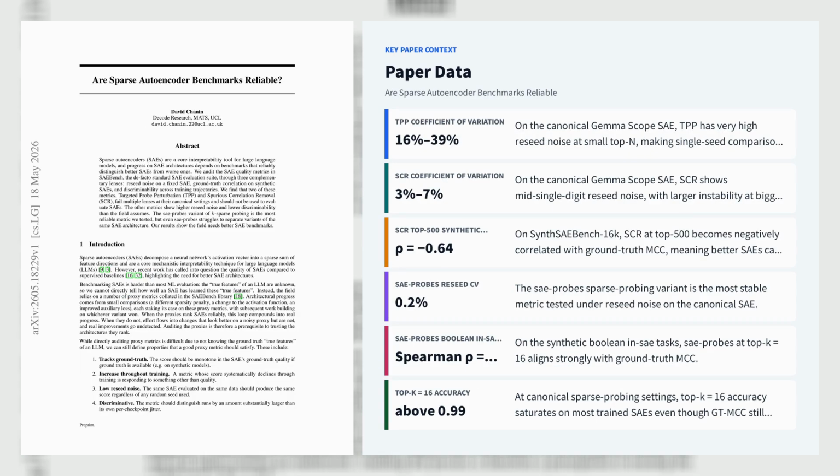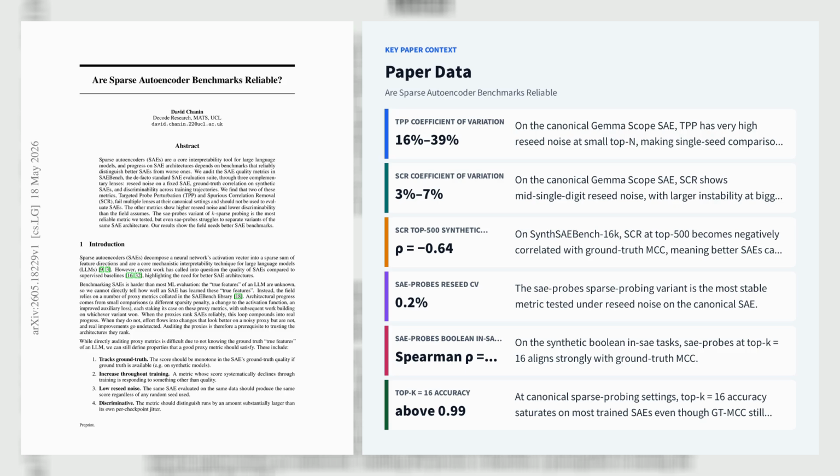Let's explore the second paper, Are Sparse Autoencoder Benchmarks Reliable? David Channon audits SAEBench, the standard evaluation suite for sparse autoencoders, and finds that benchmark reliability is substantially weaker than the field assumes. Using 3 lenses: 5-reseed noise on canonical Gemma Scope, synthetic ground truth correlation on Synth SAEBench 16K, and discriminability across 1.5B token and 300M token training trajectories.